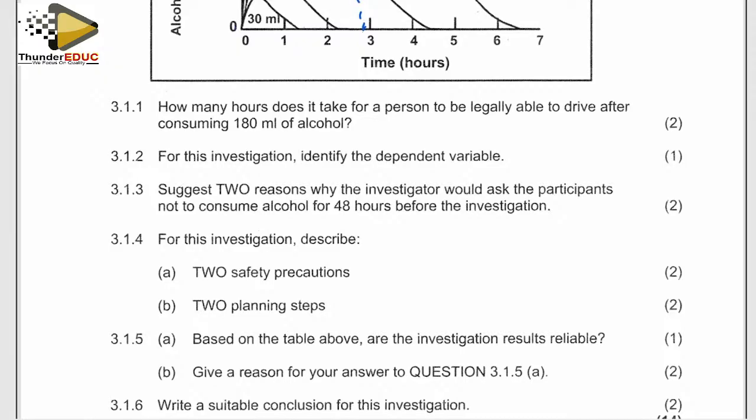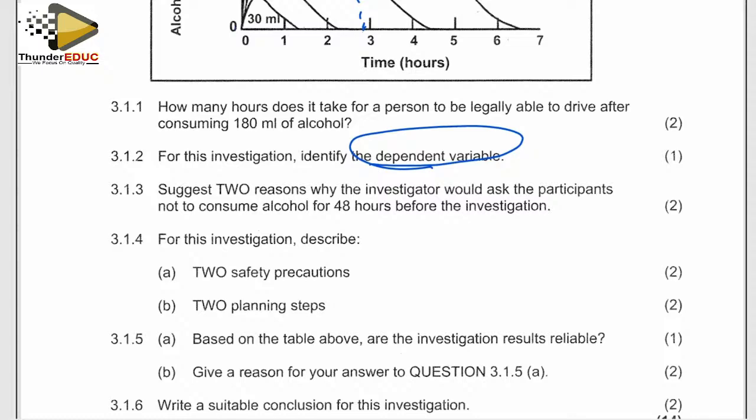I think I'm clear here. Identify the dependent time taken for a person to recover to the normal levels, meaning zero alcohol. They're saying it suggests two reasons why the investigator would ask the participant not to consume alcohol for 48 hours before. Basically, this is to see the control.